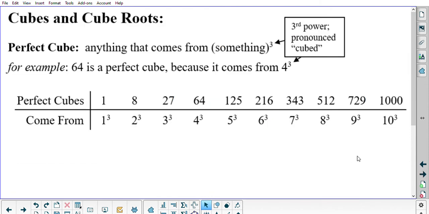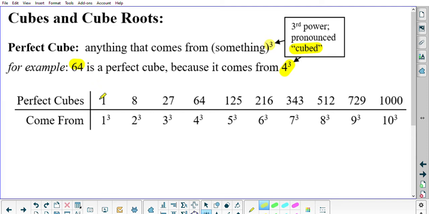All right, let's move on to the last page of your guided notes, where we are going to talk about cubes and cube roots. A perfect cube is kind of like a perfect square, except that this time it comes from anything taken to the third power, which we can pronounce by saying cubed. For example, 64 is a perfect cube. Why? Because it comes from 4 cubed. It comes from 4 to the third power. Therefore, we call 64 a perfect cube.